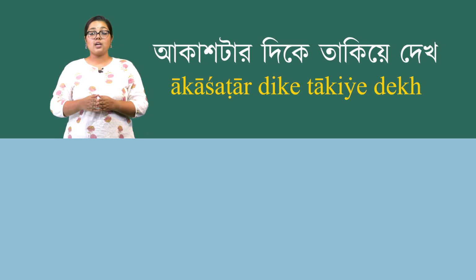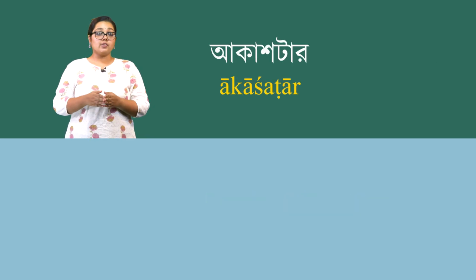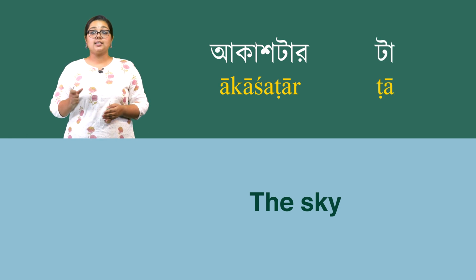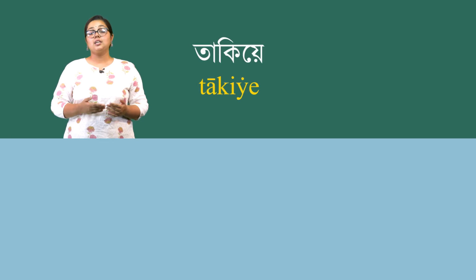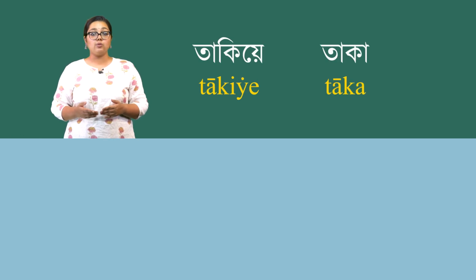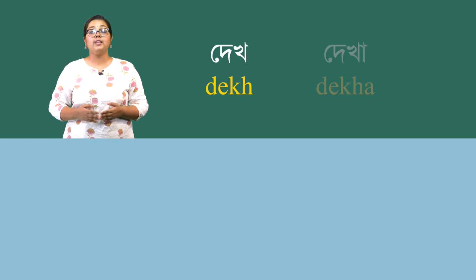Then she says, "Akashtar dike takiye dekh," meaning look at the sky. Akashta refers to the sky, with ta as a definite article, and dike means toward. Takiye is the conjunctive participle of takano, means to look, and dekh is the imperative form of dekha, means to see. The entire sentence beautifully invites the listener to pause and observe the natural beauty above, delivered in calm, friendly, and affectionate tone. Let's continue observing the conversation.